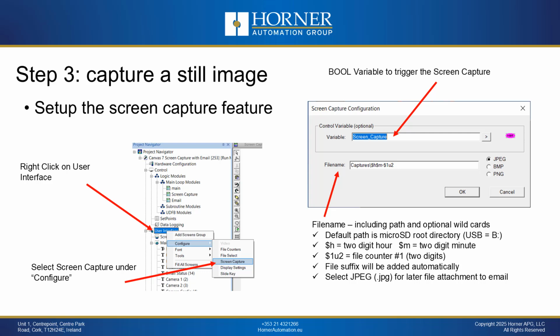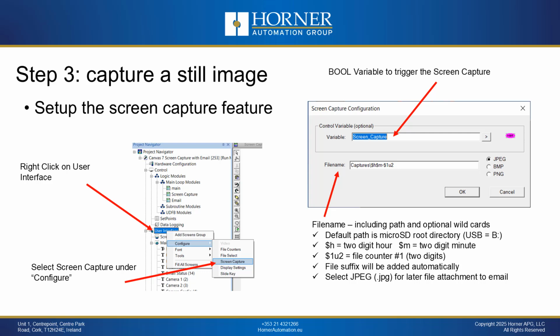In Cscape 10, navigate to the Project Navigator section. Under User Interface, ensure that a screen is currently assigned to a screen tab. Once this condition is met, right-click under User Interface and select the Screen Capture option from the Configuration menu. This option opens the Screen Capture dialog. Configuring the Screen Capture feature is straightforward. First, assign a Boolean variable that will serve as a trigger to initiate the screen capture.